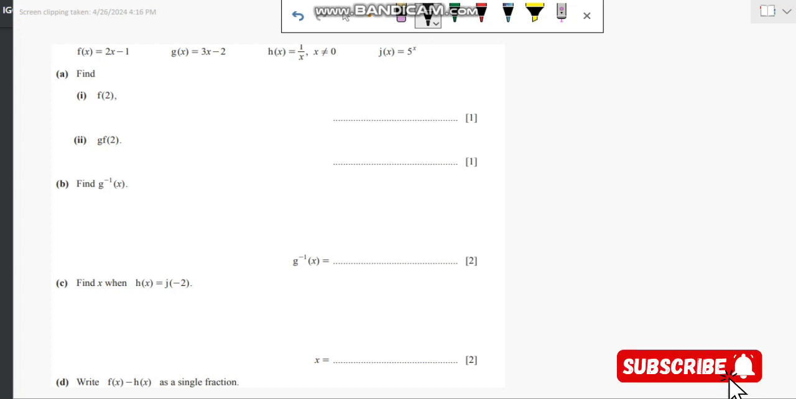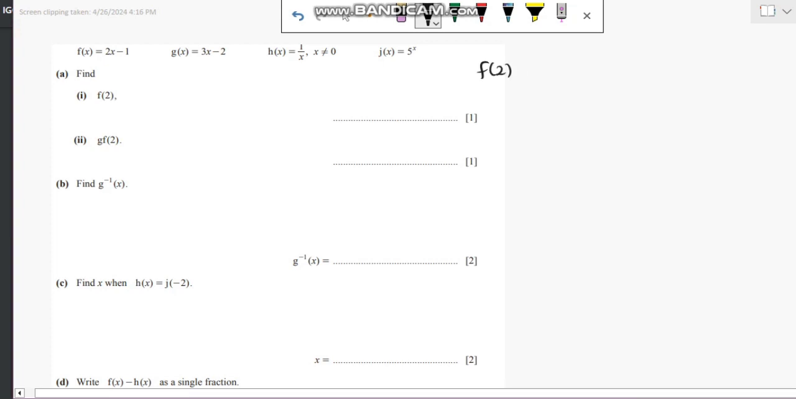So the first one says find f of 2. F of 2 means that whenever you see x, you put 2. Since our f of x is 2x minus 1, anywhere we see x, you put 2. So this gives us 4 minus 1, which is 3. So the answer to this part is 3.